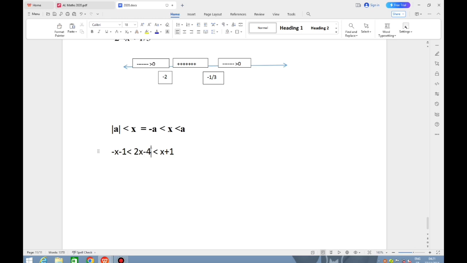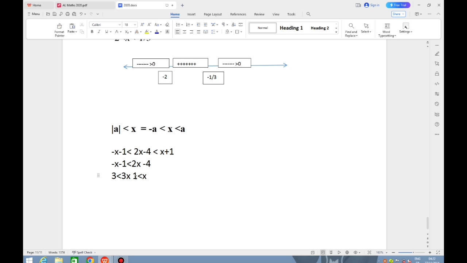Now we can take the first case, negative x minus 1 is less than 2x minus 4. Solving this, sending negative x this way becomes positive x, that becomes positive 3x, and sending negative 4 this way becomes positive 4 minus 1 becomes 3. So 3 is less than 3x, so 1 is less than x, or x greater than 1.